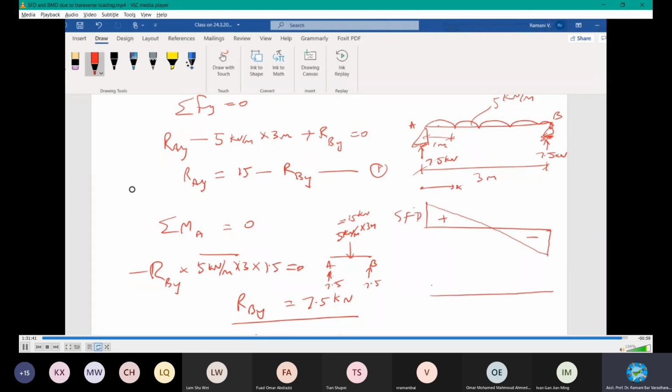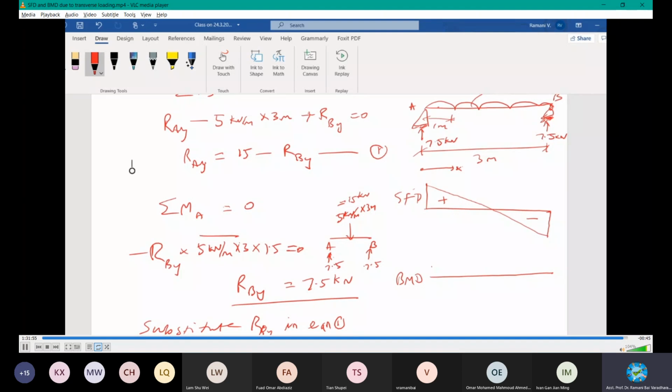When you come to the bending moment diagram, same goes here. For bending moment, a UDL gives a parabolic, not a straight inclined line. It's a parabolic. You have to remember this point. And then again, positive is marked downward. The maximum value at this point is 5.625 kilonewton meter.